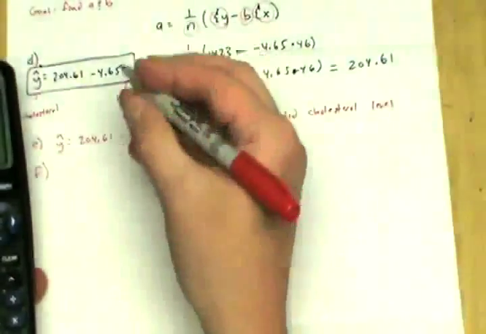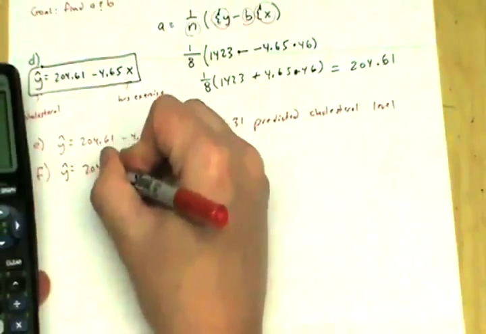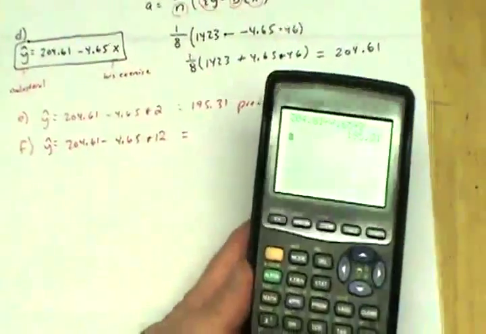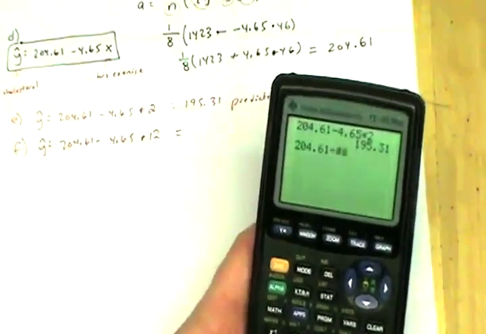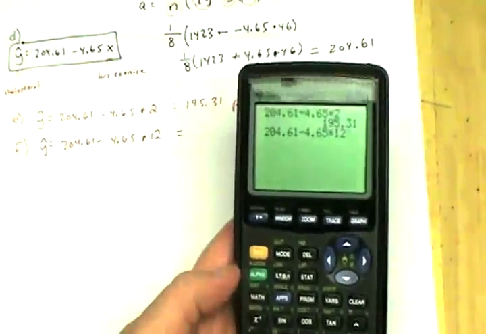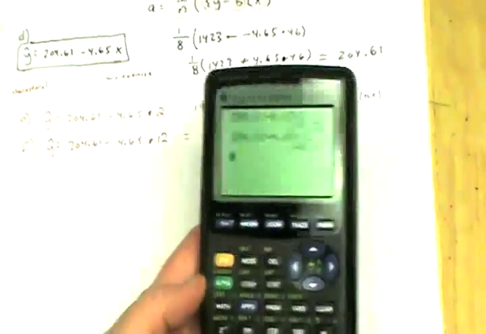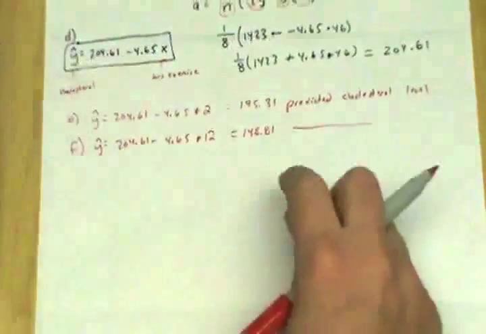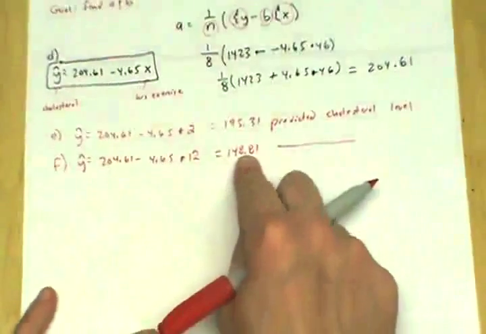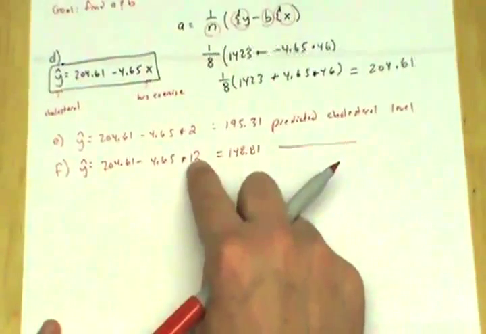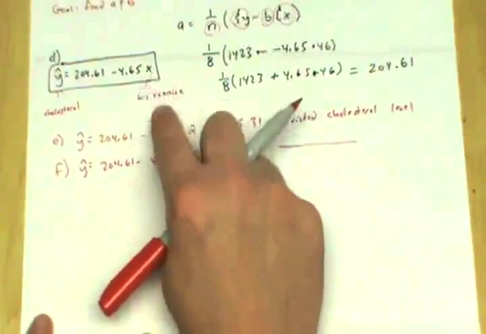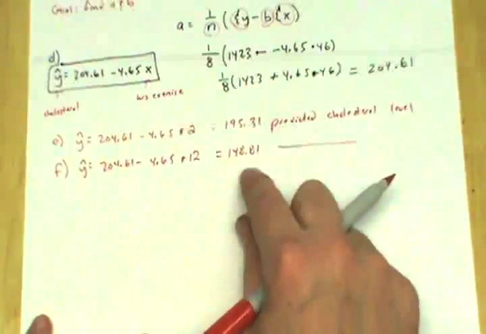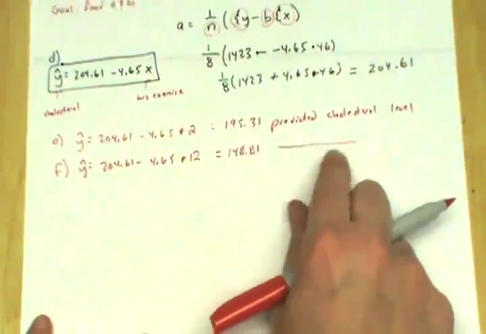Letter F had asked, how about 12 hours per week? We take the same formula, but now we put in x to be 12. 204.61 minus 4.65 times 12. Make sure you take a look there. 148.81 is the predicted cholesterol level. Understand that that's not going to be the cholesterol level for every person who exercises 12 hours per week. Remember, there are other variables besides hours of exercise that can influence this answer. But for our purposes here, for a simple linear regression, that's what we're going to predict.